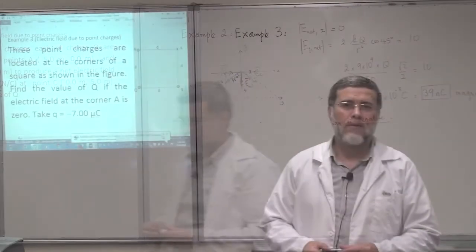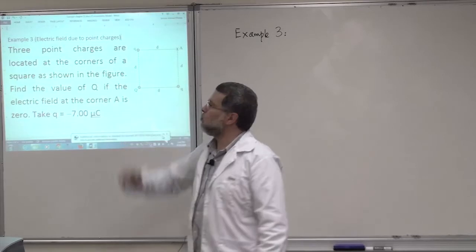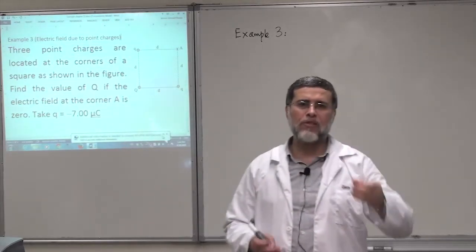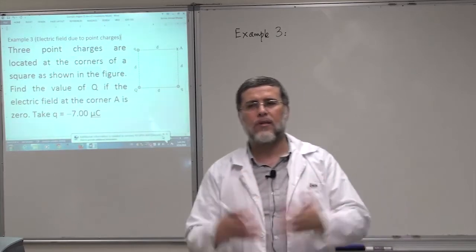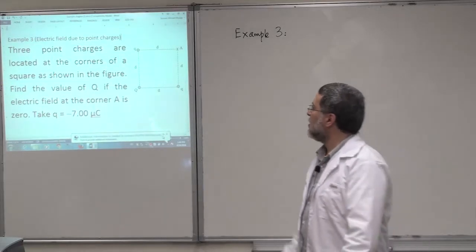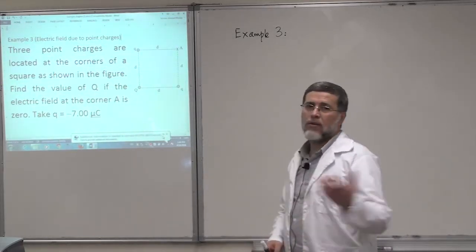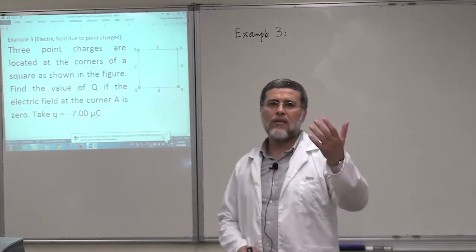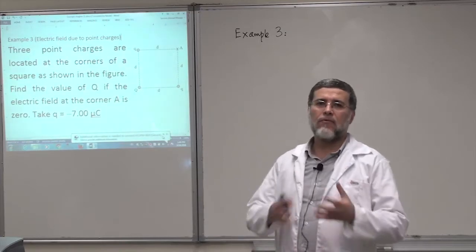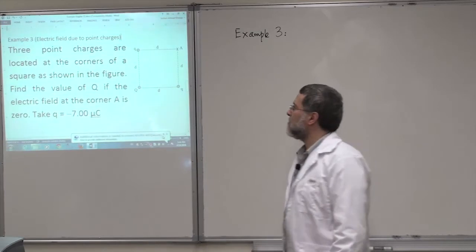Thank you. Okay, let's look at this third example about electric field due to point charges. Of course, we are using the principle which is called the superposition principle, where you have to add vectors as vectors. If you have more than one charge and you want the electric field at a certain point, you have to add those vectors. The vectorial sum of the vectors will be the net electric field.